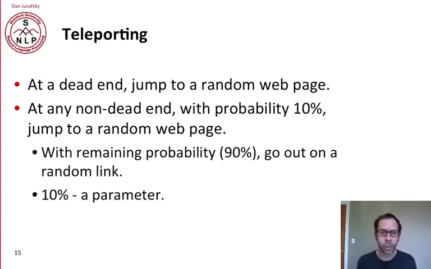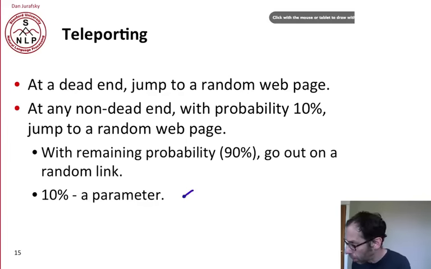And that's called teleporting. Here's how teleporting works. When we get to a dead end, we just jump to any random web page. Whatever the number of pages in the entire collection is, the whole web if it is, we just jump to one of those random pages. If we're at a non-dead end, with probability 10%, let's say, we still jump to a random web page. But with the remaining probability, the 90% probability, we'll go out on a random link. And that 10% is a parameter that we'll call alpha.